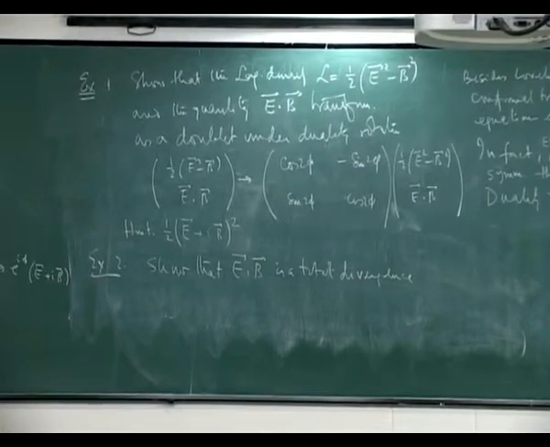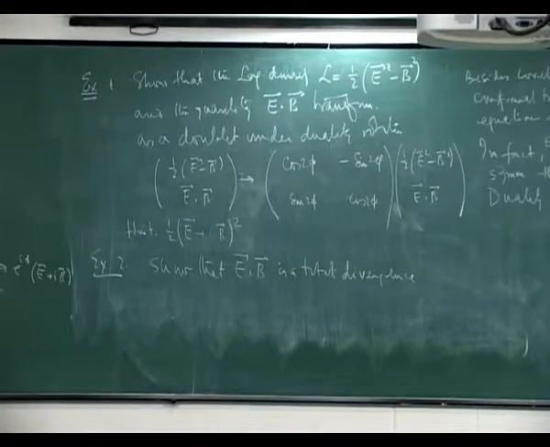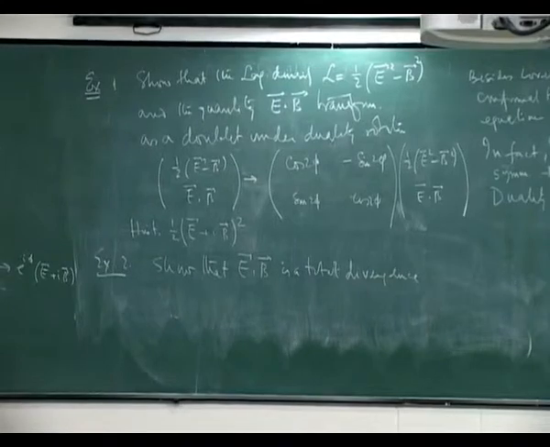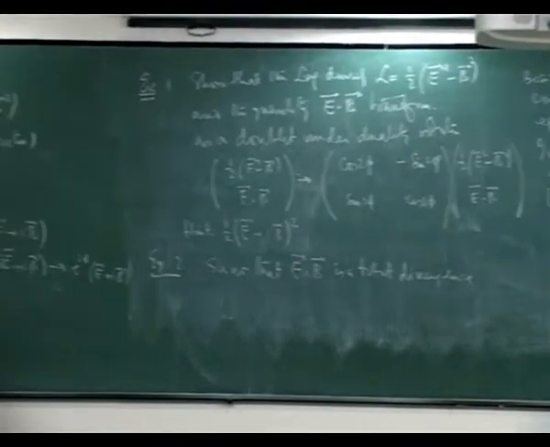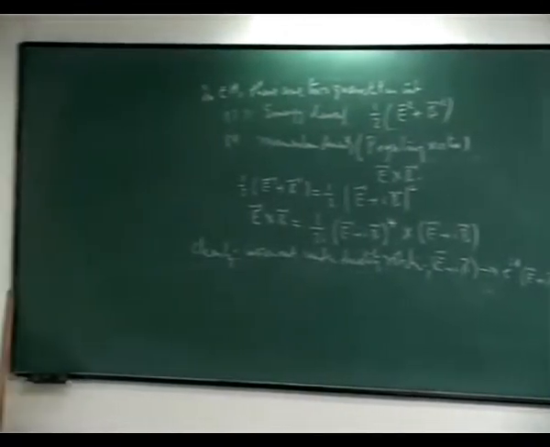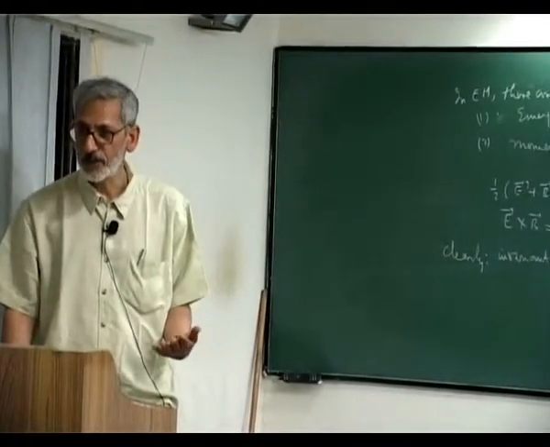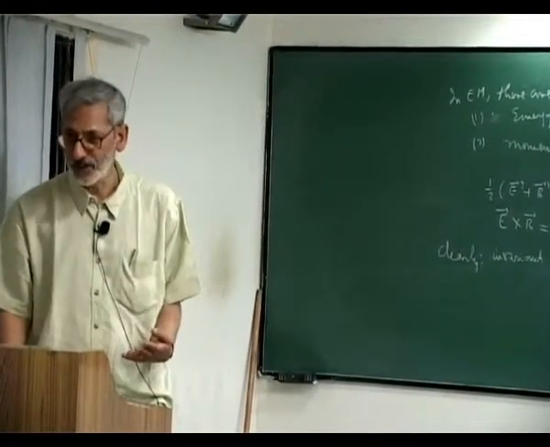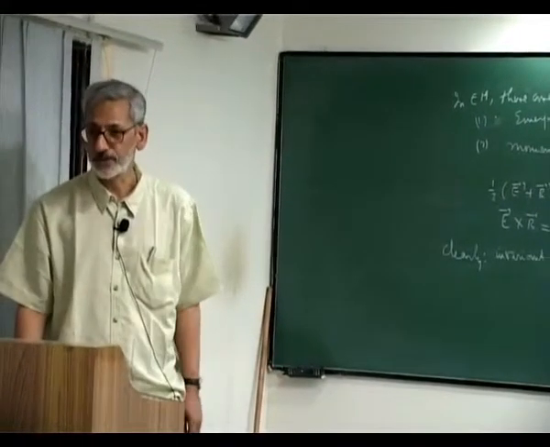Right, E in terms of gauge potential A, and B in terms of gauge potential A, and then show. You know how to write F mu nu in terms of gauge potentials. Therefore, you know how to write E in terms of gauge potentials. Therefore, you know how to write B in terms of gauge potentials. Write it in terms of gauge potential and show that it is a total divergence.